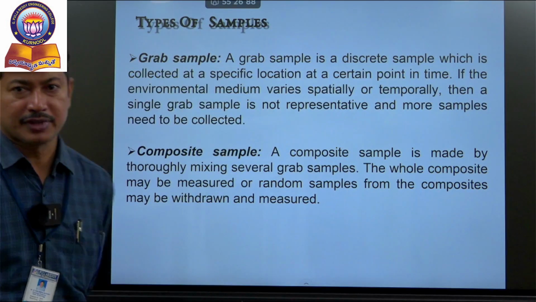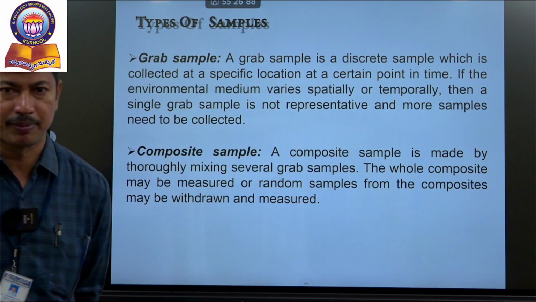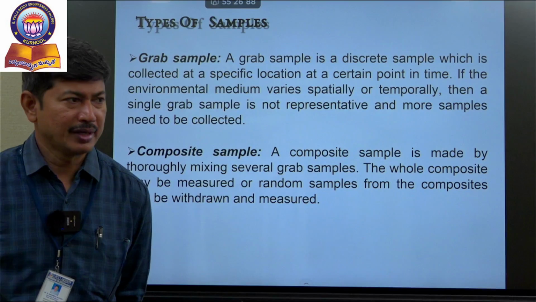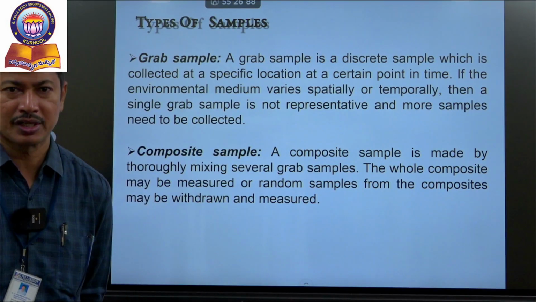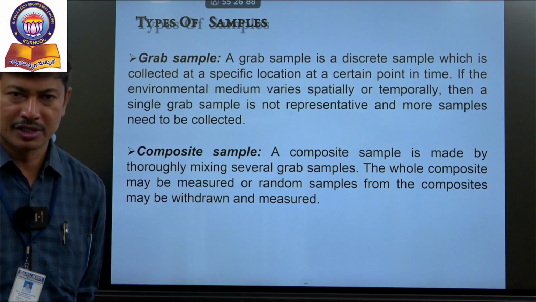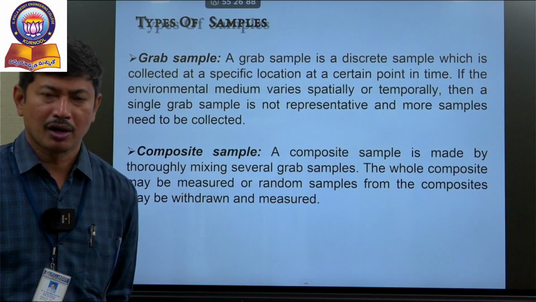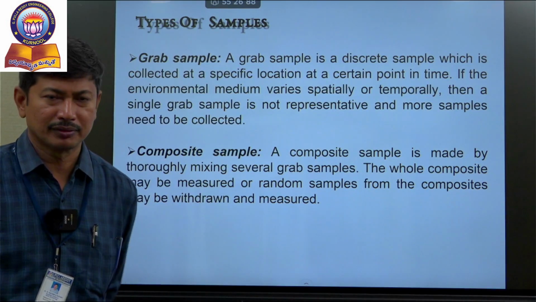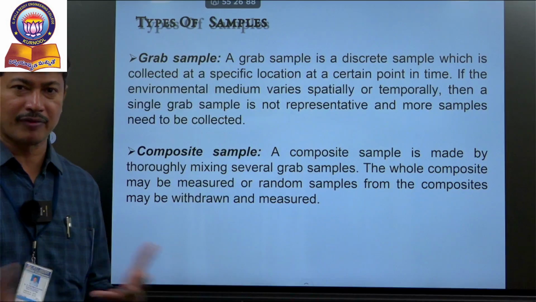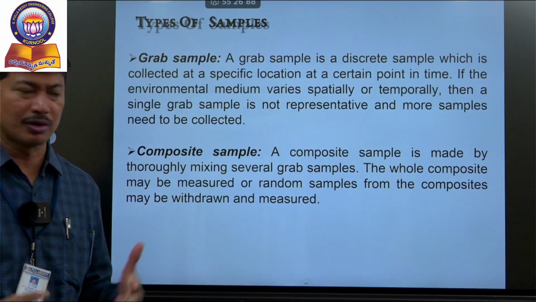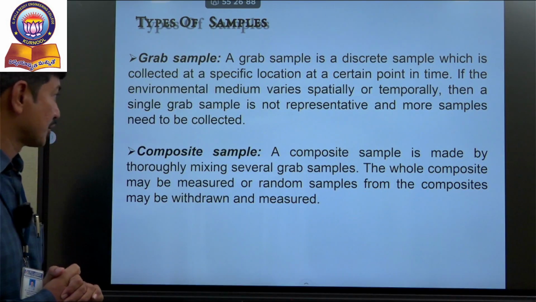So there are two types of sampling: grab sampling and composite sampling. Grab sampling means the collection of a water sample at a particular location and time, just beneath the water surface. Composite sampling means a number of grab samples collected and mixed based on proportion.